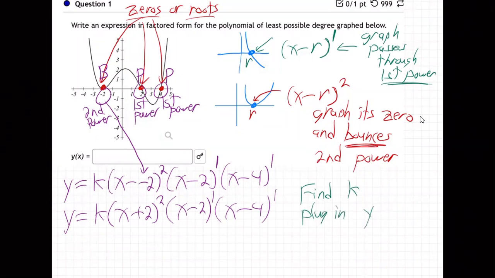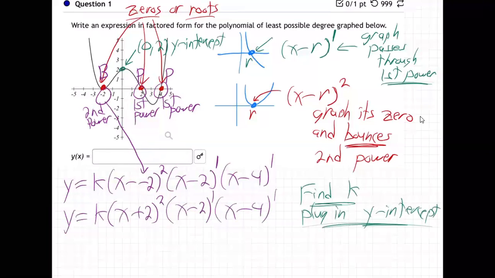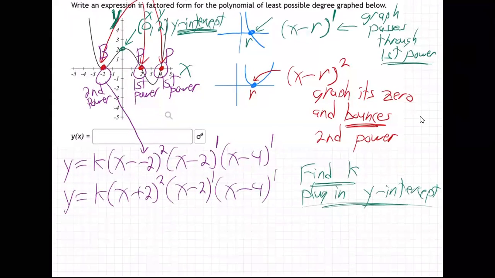Plug in the y-intercept. You always find k by plugging in the y. So what's the y-intercept? Right here, over 0 up to 2. That's the y-intercept, because that's where the graph hits the y-axis, isn't it? There's the y-axis. This is the x-axis down here. See, right there, x is 0, y is 2, is the y-intercept. So plug that in. X is 0, y is 2.